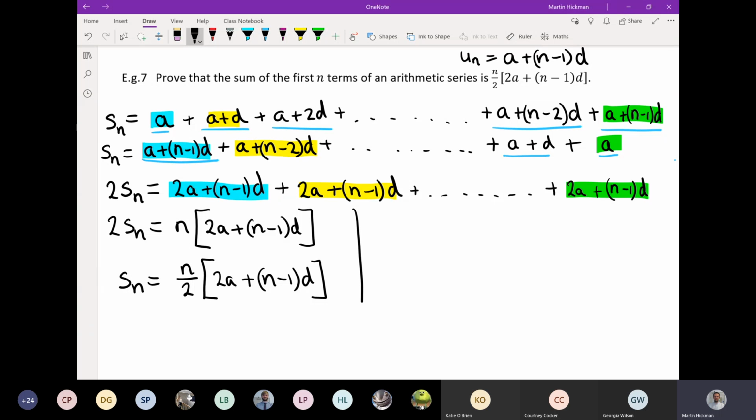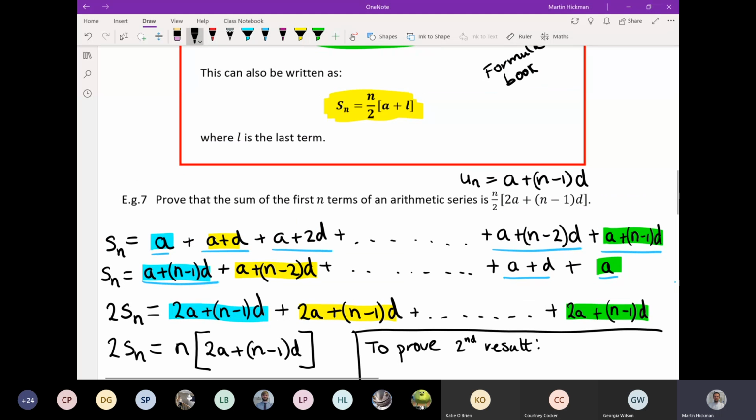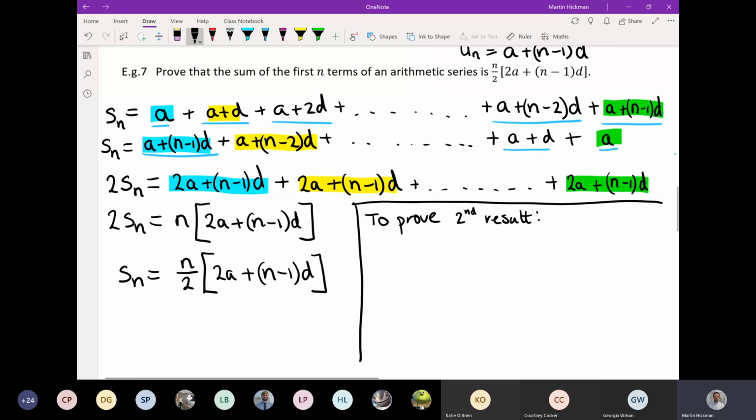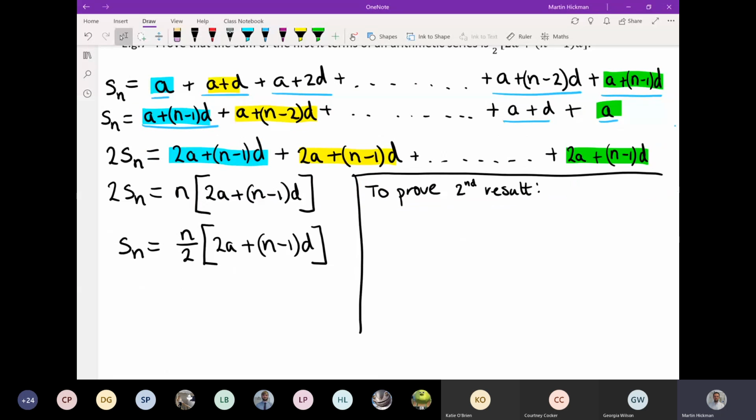The last thing I'm going to do with this, now this actually wasn't in the question, but I'm just going to prove the other result. So to prove the second result, and by the second result, I just mean this one that's highlighted in yellow from earlier, the n over 2 times a plus l, I start off with this.